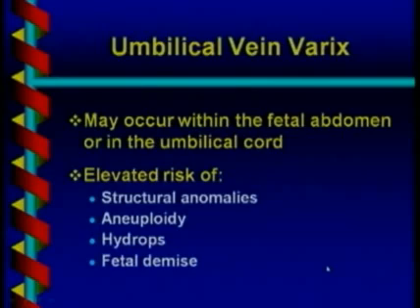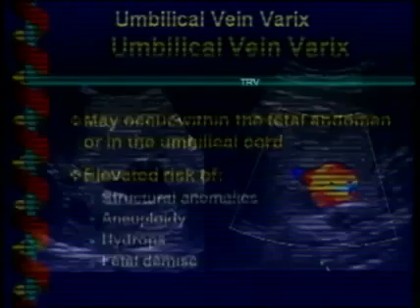Umbilical cord varix is a focal dilatation of the umbilical vein that can occur within the fetal abdomen or in the umbilical cord, usually in the fetal abdomen, and it also has been associated with an elevated risk of structural anomalies, aneuploidy, and other problems, including fetal demise, possibly because the blood flows slowly in the varix, in the dilated vein, and may thrombose.